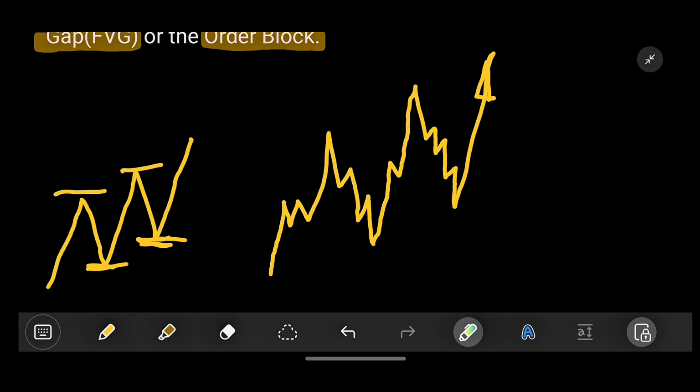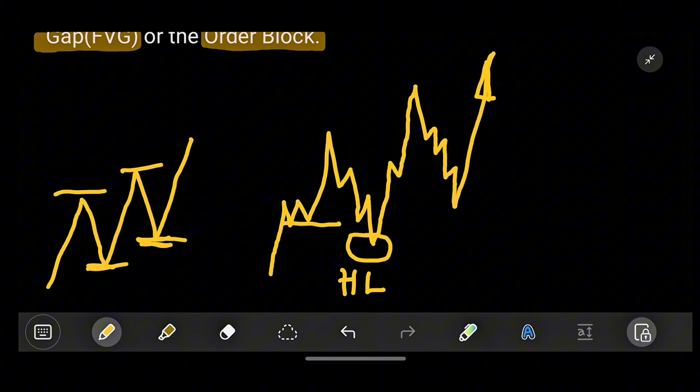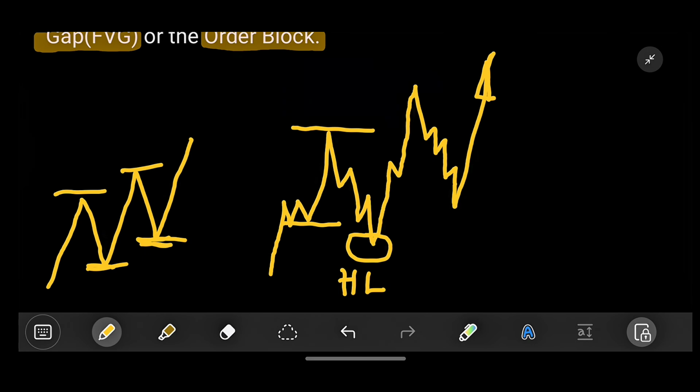But rather, this right here is what we refer to as inducement. So we have to wait for this inducement to be taken out first. Then the level that we're going to print down here is now going to be our higher low. This higher low, we're going to wait for it to then come up to the upside and take out this level, and we have our break of structure.